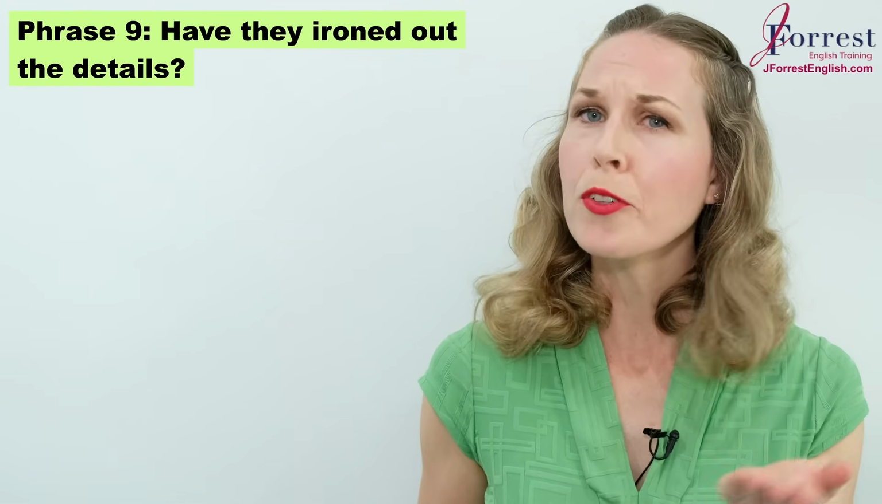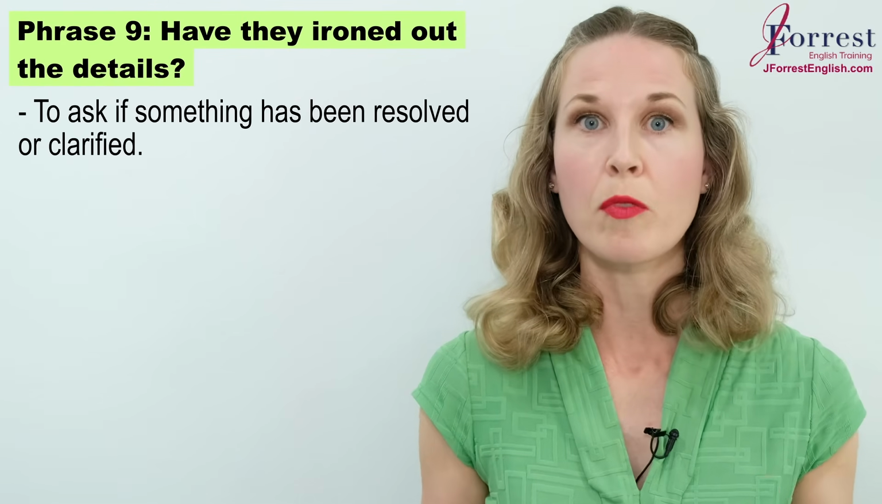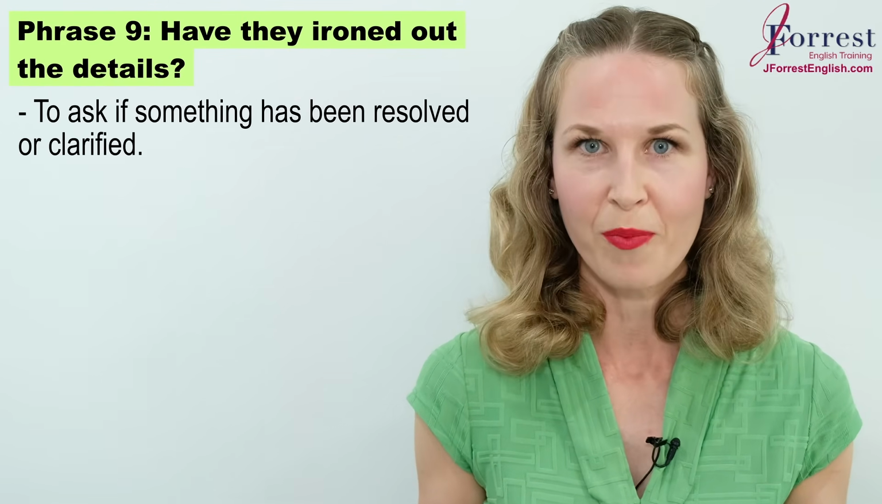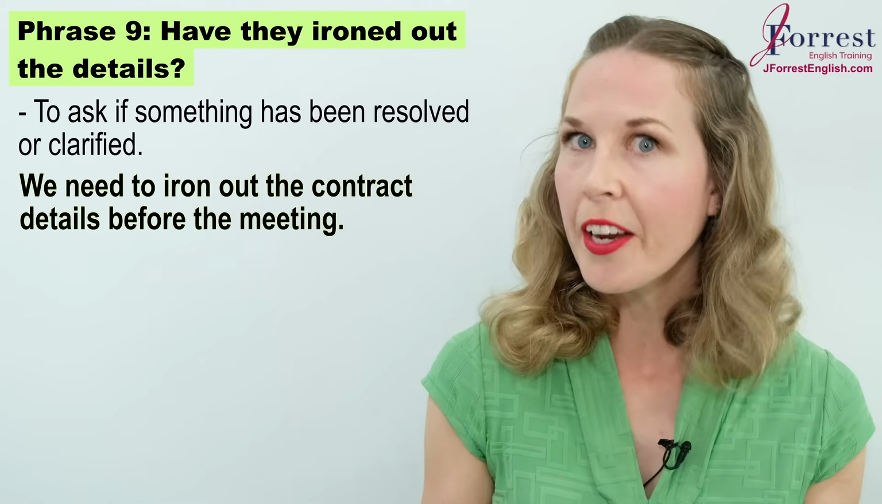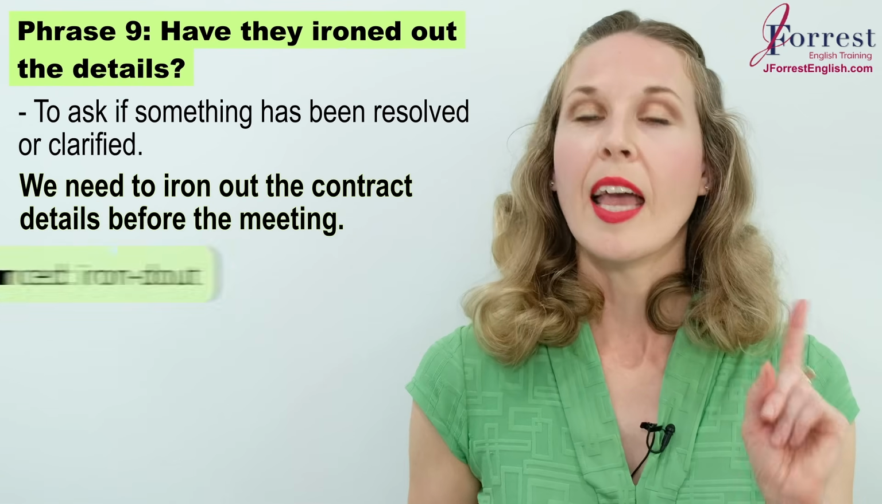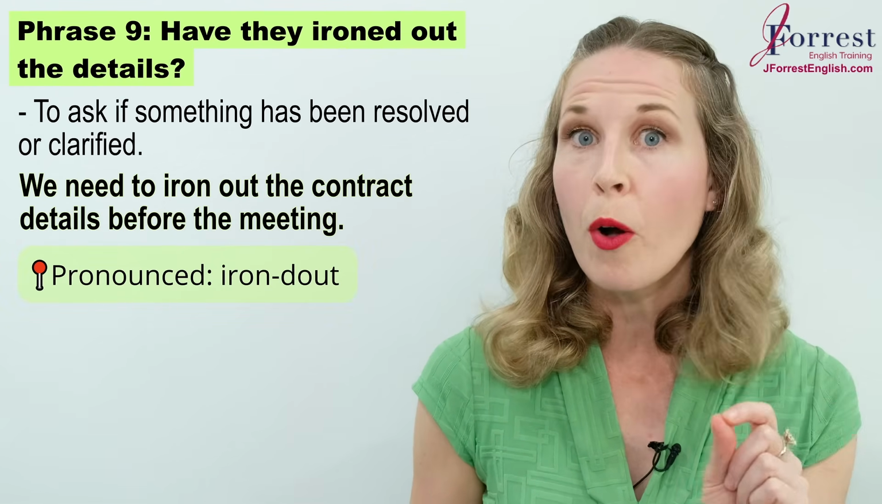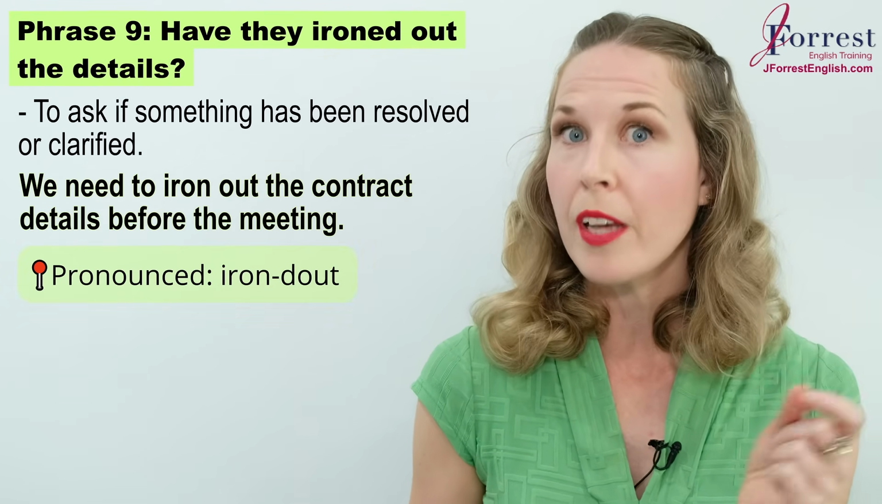Next, have they ironed out the details? This is used to ask if something has been resolved or clarified. For example, we need to iron out the contract details before the meeting. And notice that pronunciation in the past simple, ironed out, ironed out, ironed out.